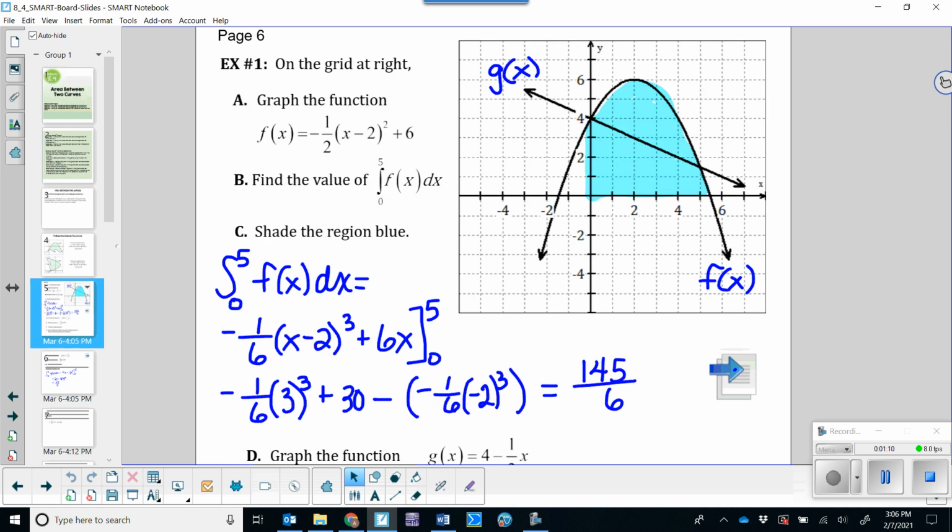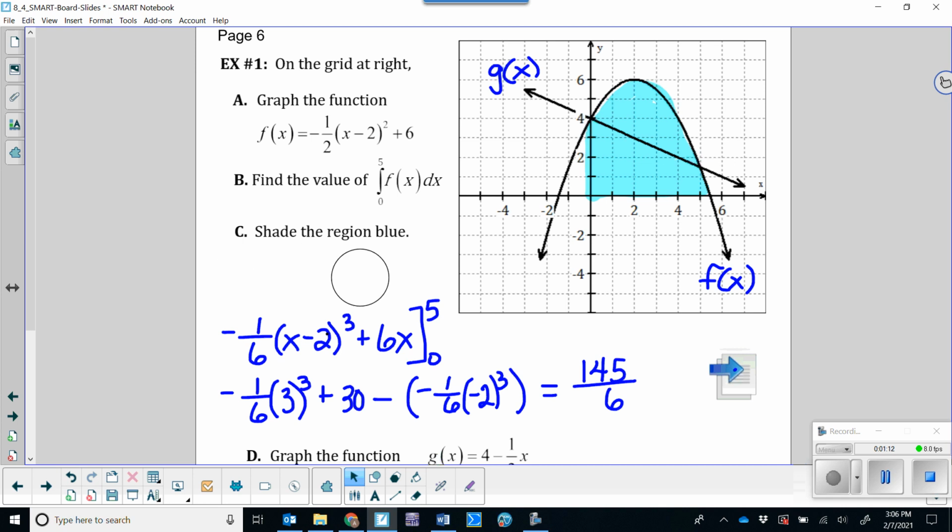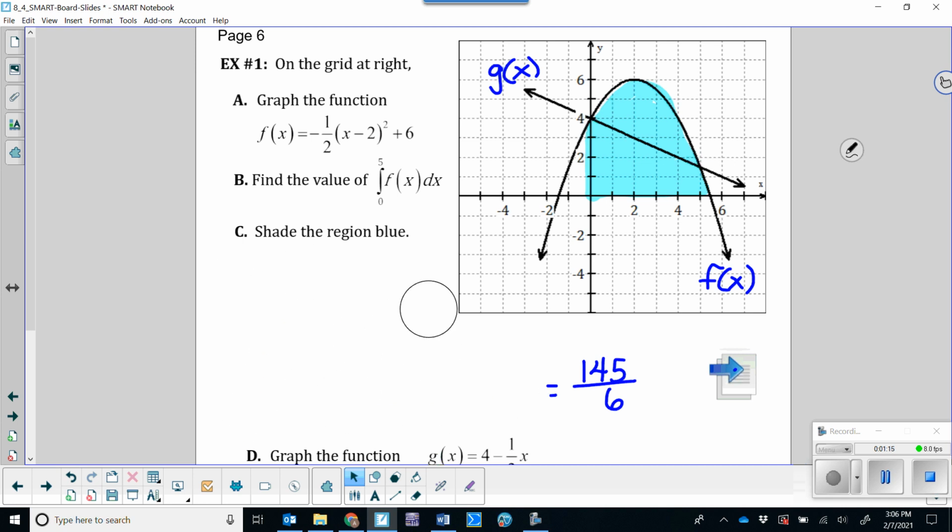Let me erase, because I don't know why that's on there. So let me erase all that and let's go through this process.